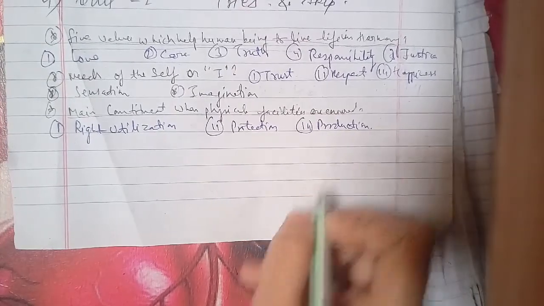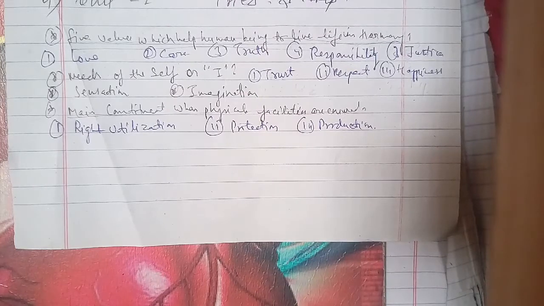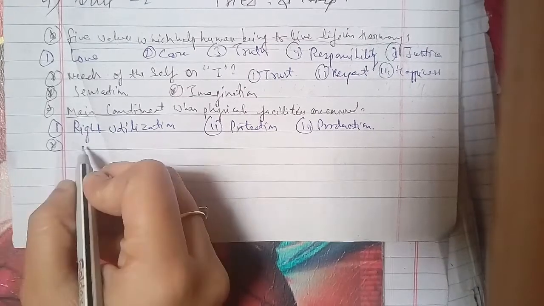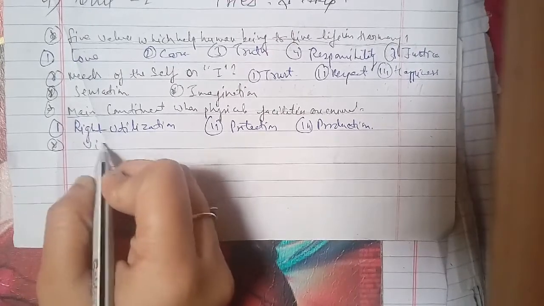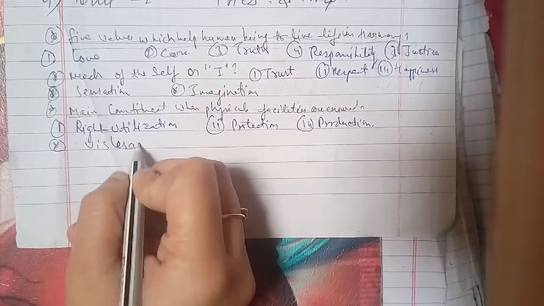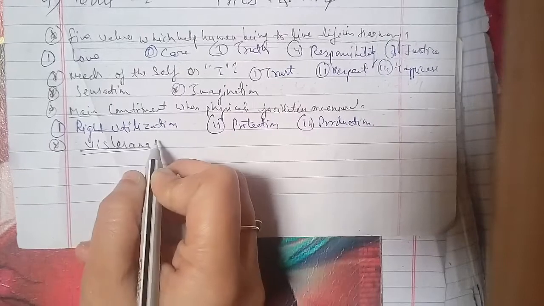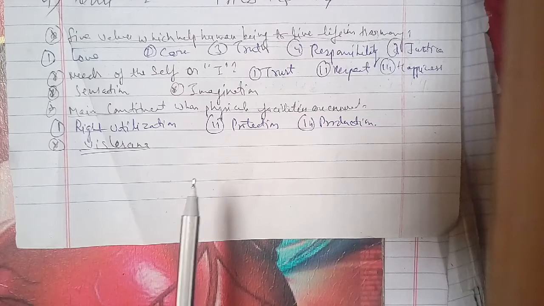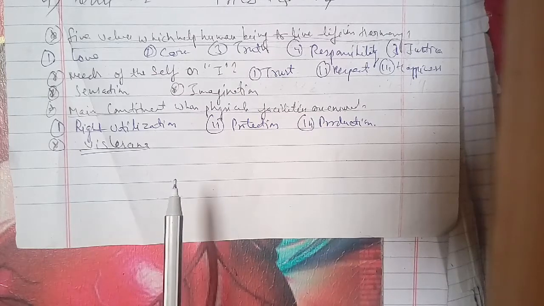Now we'll talk about another one, which is Vislisana, and that can be asked for 2 marks here. Possible question: what is Vislisana? The activity of analysis wherein we plan, schedule and manage things is known as Vislisana.